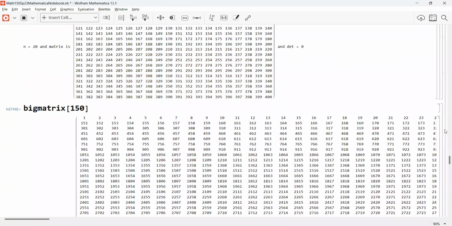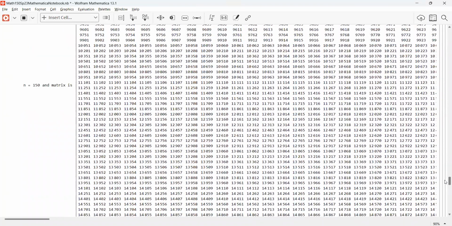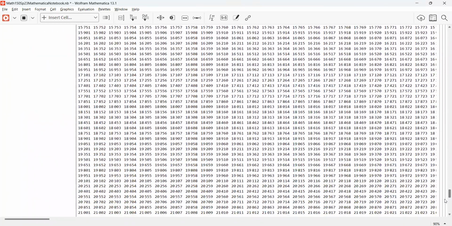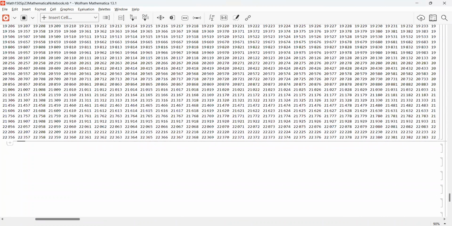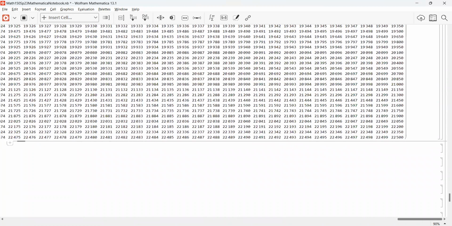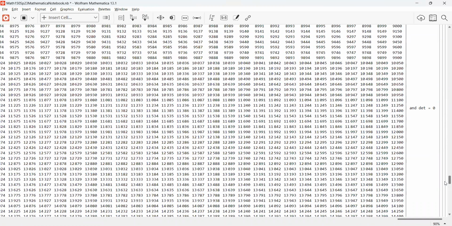And it printed it out. Here's the matrix. And you can see the first row goes 1, 2, 3, then 151, 3. Oh, hey, it's working. And if I go all the way down, n equals 150, and the matrix is, and now to find the determinant, unfortunately, it's going to be all the way at the end. Also, I might have to scroll up now, and the determinant is 0.